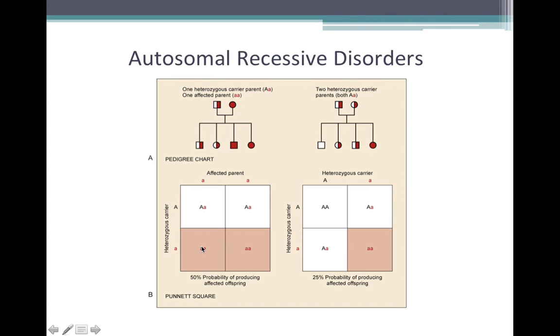So there's a 50% chance that their children are going to have this disease if one parent is affected and the other parent's a carrier. Now, if we look at this from the standpoint of both parents being carriers, we have two good copies in this child, and one good copy, one bad copy in this child. But again, remember, you need two bad copies to have the disease. So these two children will be carriers. However, this child would receive both bad copies, one from each parent. So the chance of two carriers of an autosomal recessive disease having a child with the disease is 1 in 4.